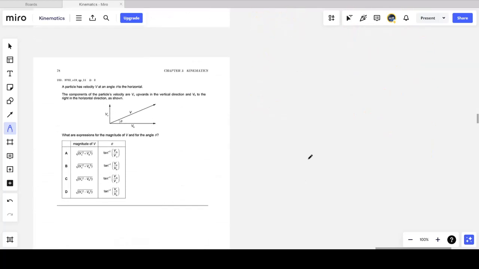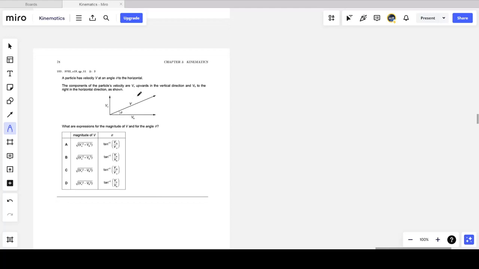For this video, the last question we'll do is question 183 from the summer 2019 exam, question paper 1, variant 1, and it's question 3 from that paper. We're told that a particle has a velocity v at an angle theta to the horizontal. The components of the particle's velocity are vv upwards in the vertical direction, and vh to the right in the horizontal direction. What are the expressions for the magnitude of v and the angle theta?